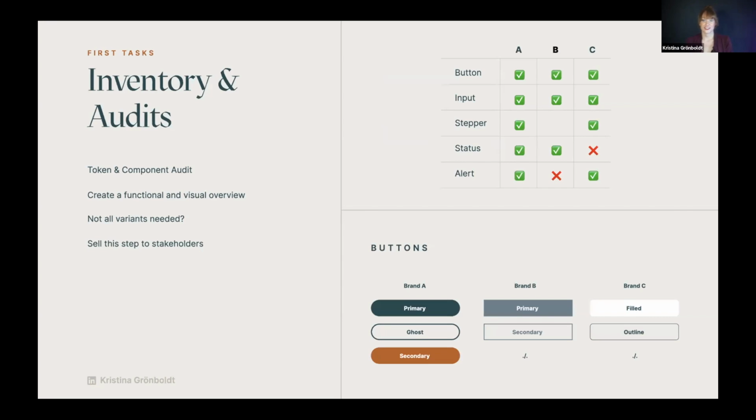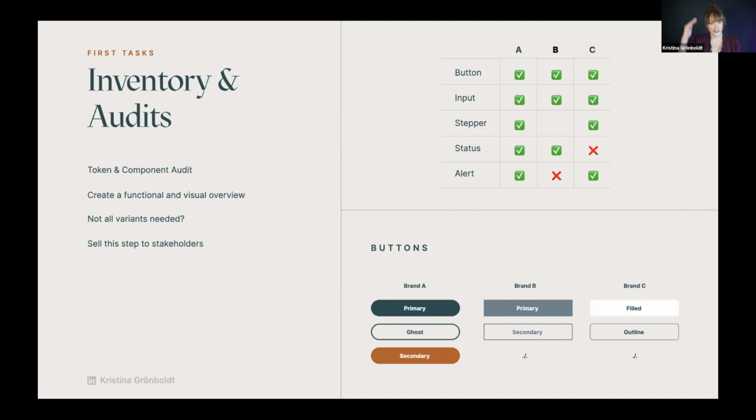So based on this, we created an inventory and ran an audit for tokens and components. We did this in 2 ways. At first, we created a functional overview. We just did this in Confluence. We created a table that was accessible by everyone in this project.